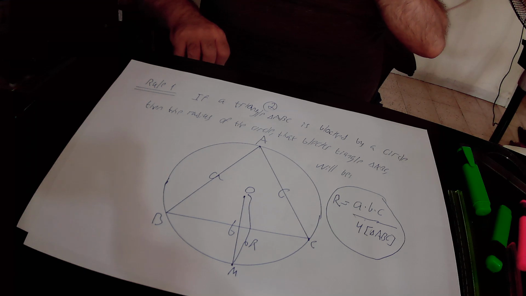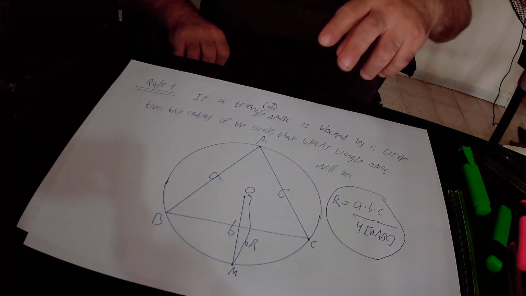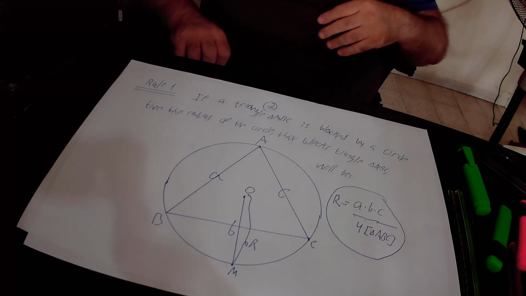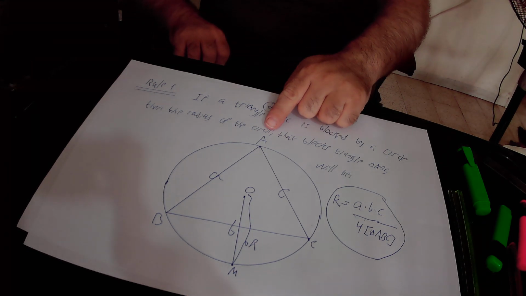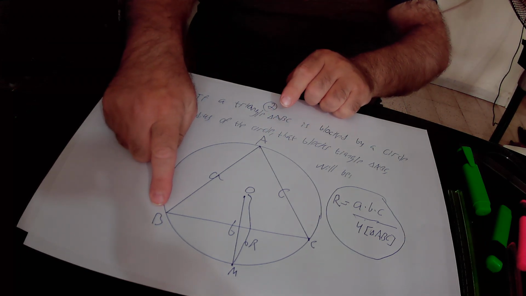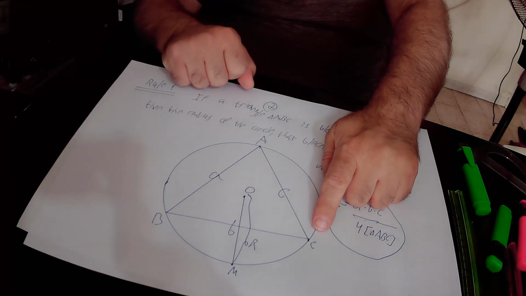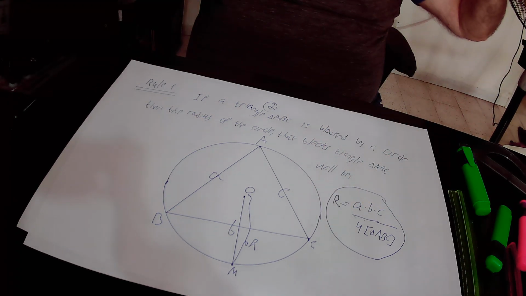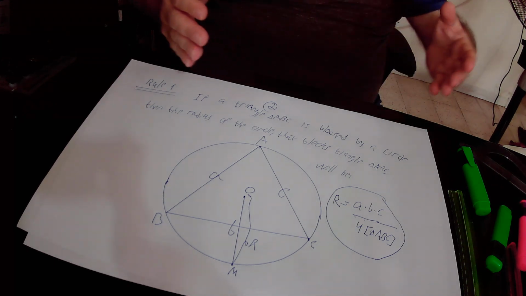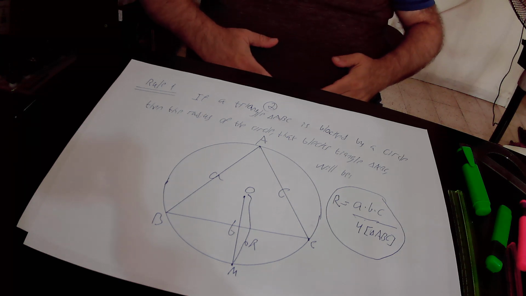What is the definition of a triangle that is blocked by a circle? It means that all the three vertexes of the triangle are touching the circle at different points. Here, this vertex touches the circle at point A, this vertex touches the circle at point B, and finally this vertex touches the circle at point C. Therefore, we can definitely say that this triangle ABC is blocked by the circle.